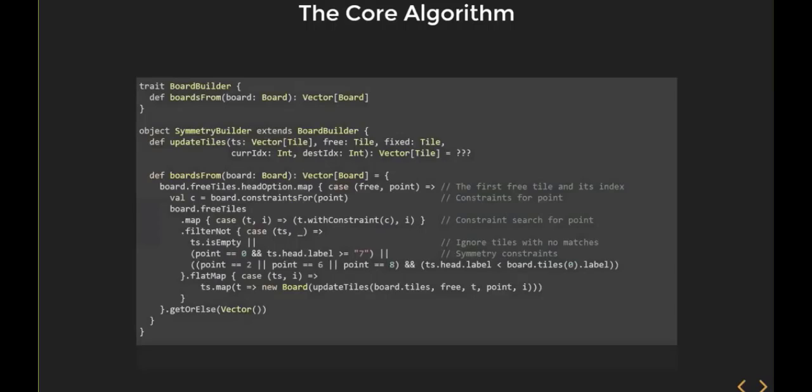And now we're seeing the same pattern again, starting with free tiles called map. Transform this into something else. And we're transforming it into something that's actually another vector. We're calling that with the constraint that we had on the previous slide. So that's going to be all the tiles that actually match these constraints. And now I'm doing a filter. So a filterNot here is just the inverse of filter.